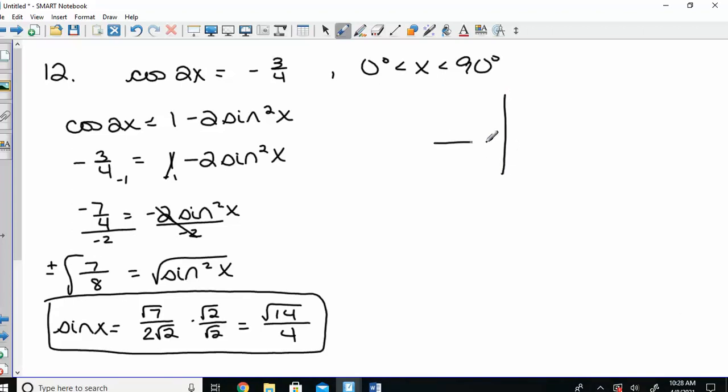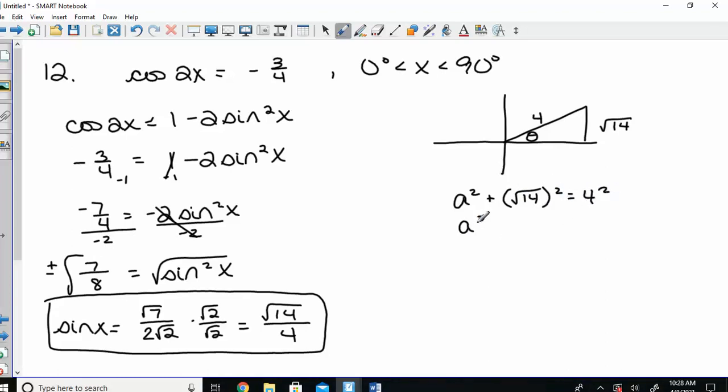So you have to draw it in the appropriate quadrant. So we're in quadrant 1, so that's my theta. Sine is opposite over hypotenuse. So we need to find our missing side. A squared plus radical 14 squared equals 4 squared. Again, square root, you would do plus and minus, but because we're in quadrant 1, it is a positive radical 2 for this third side.